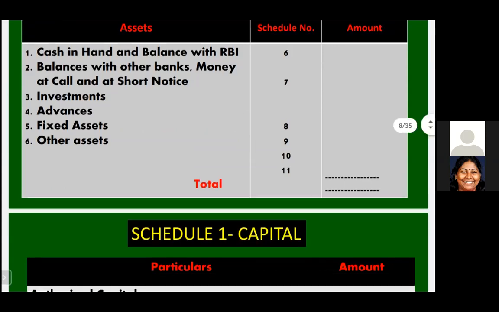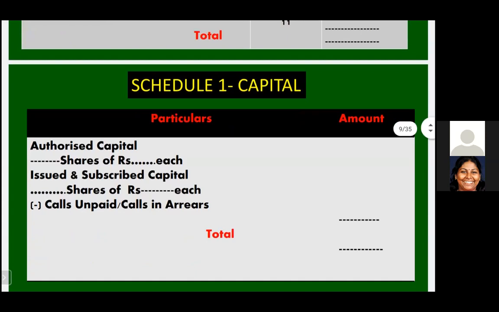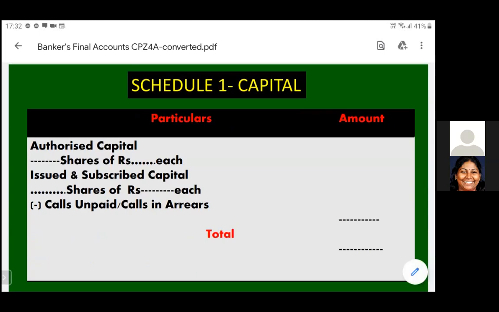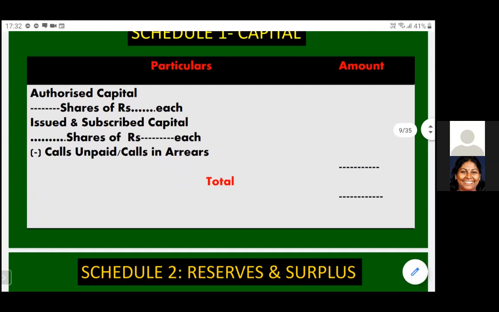Under schedule 1, capital, we have authorized capital. Usually the problem may have information about the authorized capital. We need to show the authorized capital in the amount column, and we should not consider that amount for totaling purposes. We need to look into the problem: is there any other information about the issued and subscribed capital? We need to post that amount. And then, is there any information about calls? That means we need to deduct it from the subscribed capital. That gives you the total of schedule number 1 as capital.